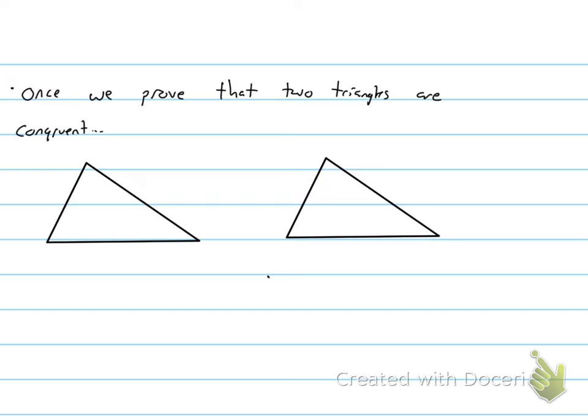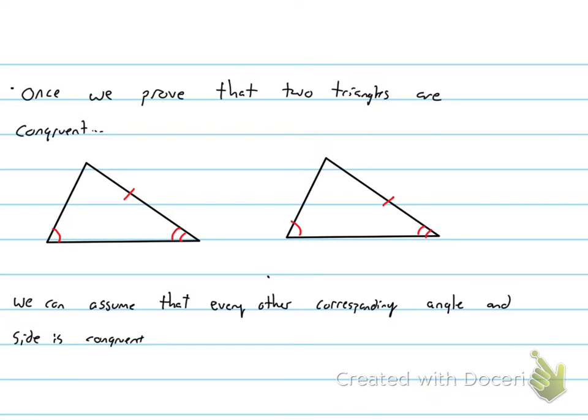If I can prove that two triangles are congruent using any of those theorems, let's say that for these two we prove them congruent by angle, side, I can then assume that every other corresponding angle and side is congruent. So remember, that's the definition of congruence. Every angle matches up, every side matches up. So without really having any information told to me about the other angles and sides, if I know these triangles are congruent, then I can assume that these other two sides and that third angle are congruent as well.